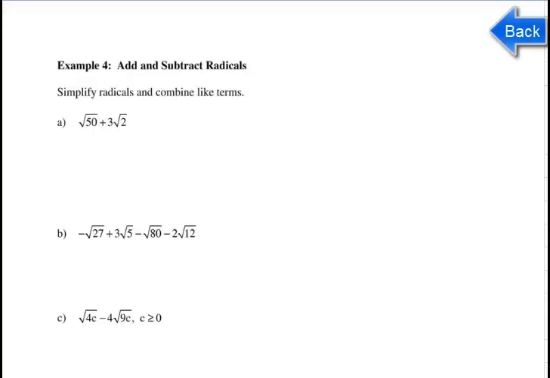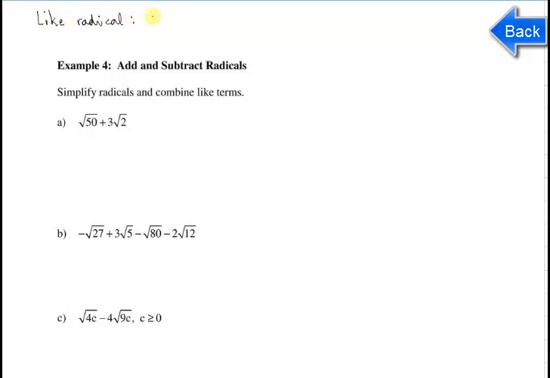So in this next example, example 4, you are being asked to add and subtract radicals. Now, you didn't do this last year, except maybe if you were in honors. And so what you need to know in order to add and subtract radicals is that you can only add and subtract like radicals. And so let's review what a like radical is.